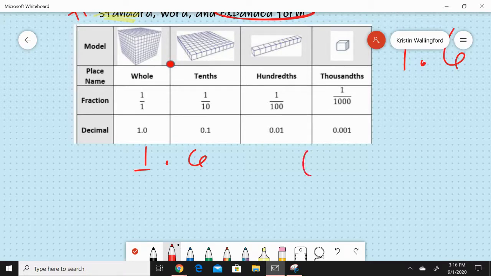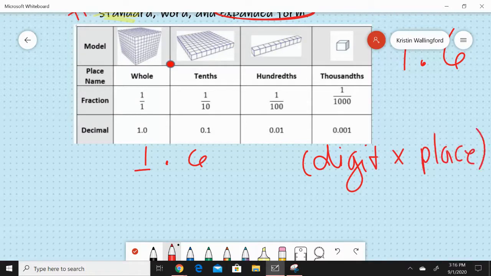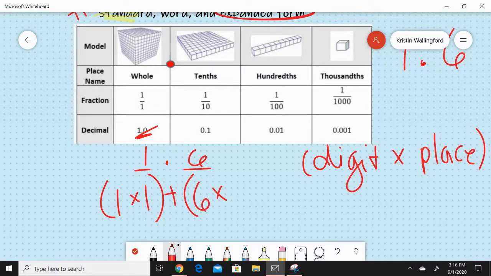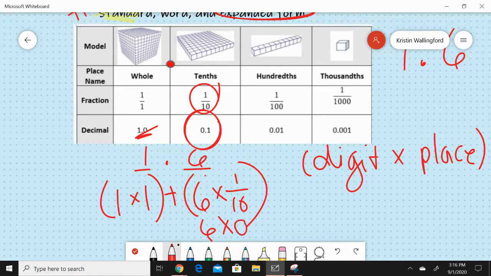Okay. So digit times place. So our digit is a 1. What place is it in? It's in the ones place. So times 1. Then you got to add. This digit is a 6. What place is it in? It's in the tenths. Now, notice this is here and this is here. So you can also write it like this. Either one. Sometimes it'll ask for fraction form. Sometimes it'll ask for decimal form.